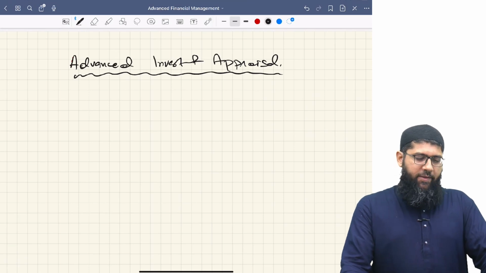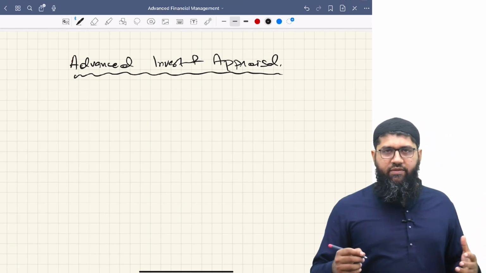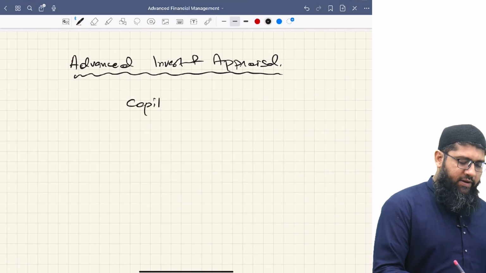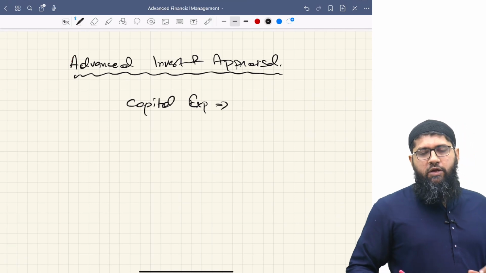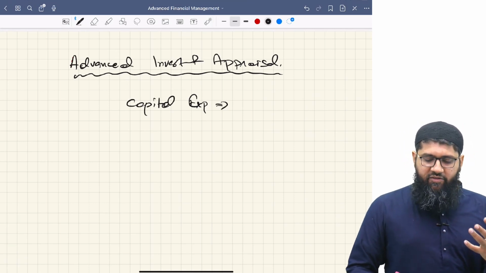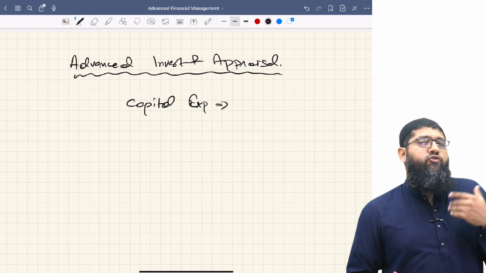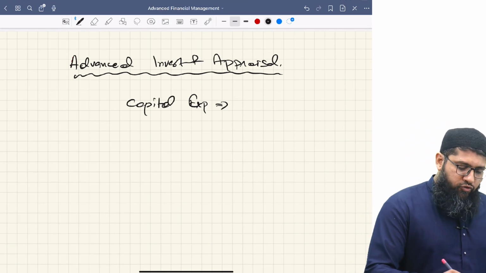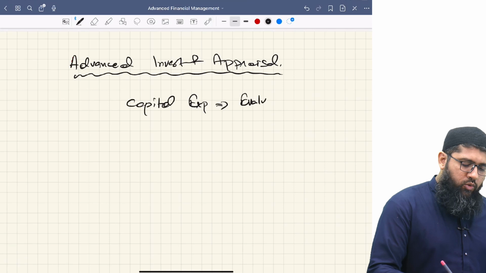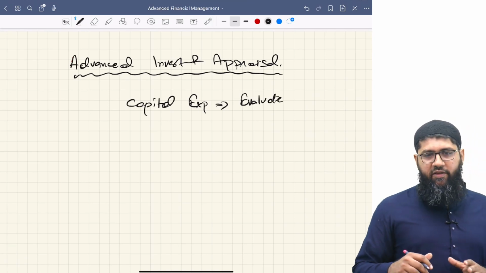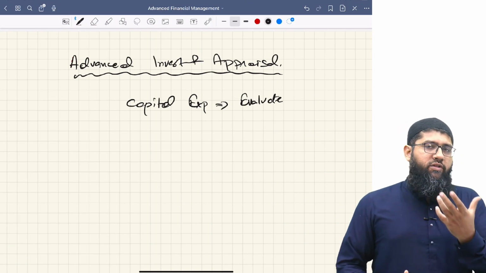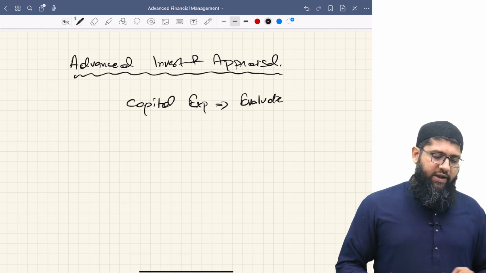Basically, whenever as an organization we do a capital nature expenditure, on the basis of that capital nature expenditure, you have to decide whether you should invest or whether you should not invest. So we evaluate that capital nature expenditure: is it actually going to be helpful for us as an entity, or is it not going to be helpful for us as an entity.